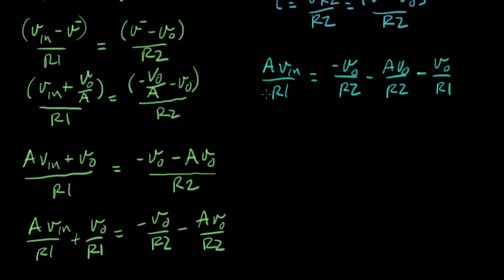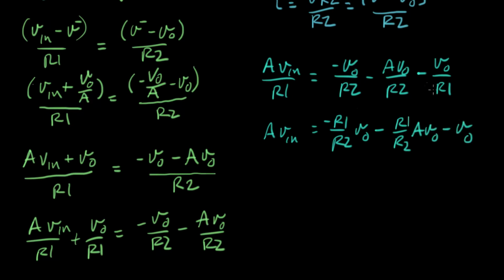And now let me clear the R1. We'll multiply both sides by R1. A V in equals R1 over R2 times minus V out minus R1 over R2 A V out minus V out. Yeah, the R1s cancel on that last term.